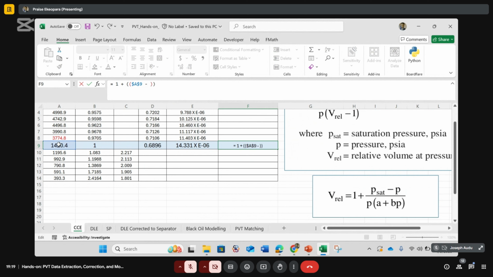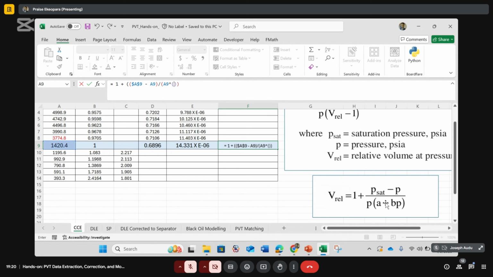This P that I'm entering is the individual pressure. Because I'm at the saturation point, I'll still pick that pressure. Then once I'm done doing that, I can now divide. For this division, I want to multiply this pressure by my intercept plus slope, then times pressure.